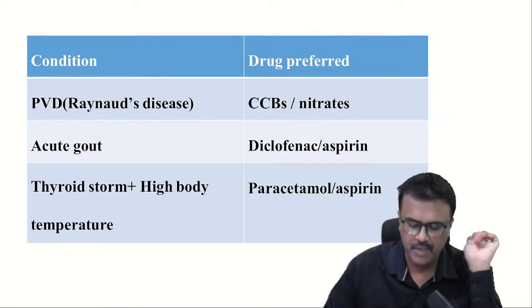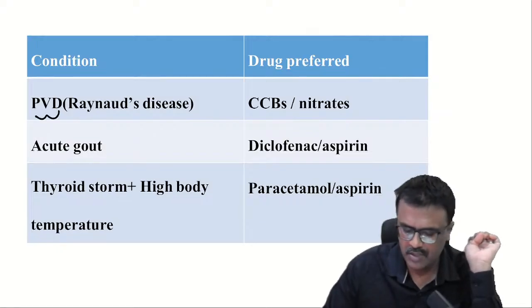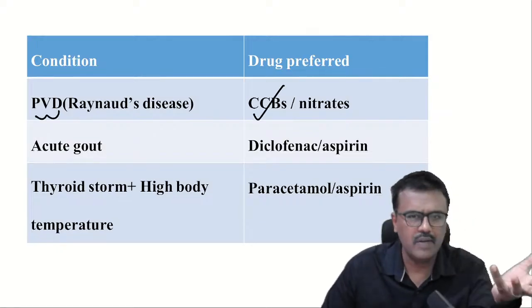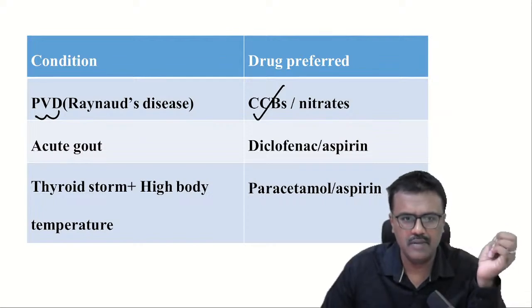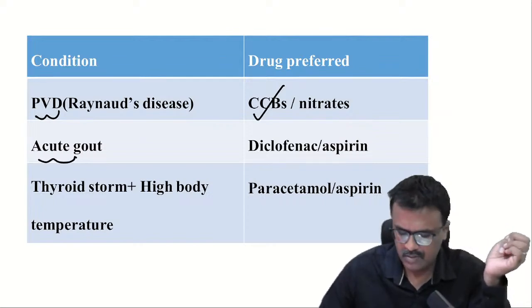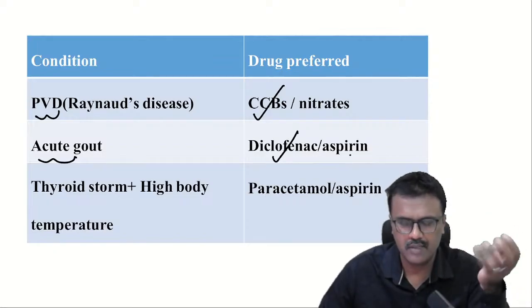Again, peripheral vascular disease, the drug of choice are CCBs. You can also give nitrate, but preferred is CCB. Acute gout, I will prefer diclofenac. I don't give aspirin. You know the reason for that.